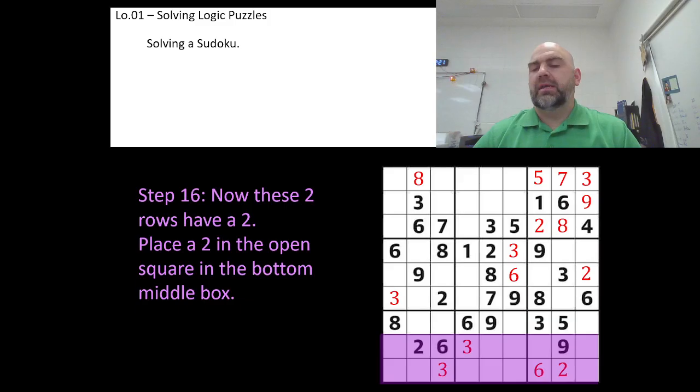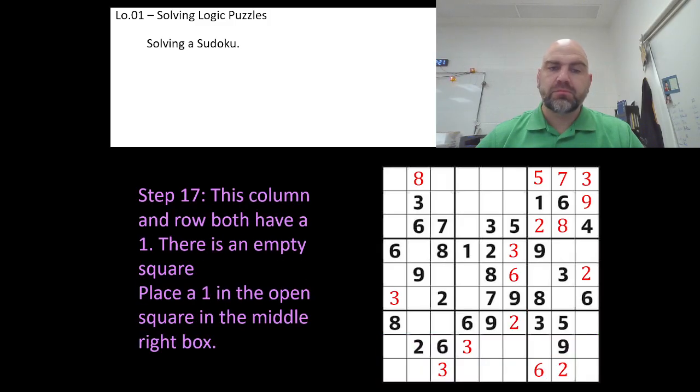The middle box is missing a 2. But the only spot available is the top right square, so we're going to plug a 2 in there. And again, just continue to fill up boxes as we go. All right, let's look at step 17. Ooh, we are getting some steps on here.